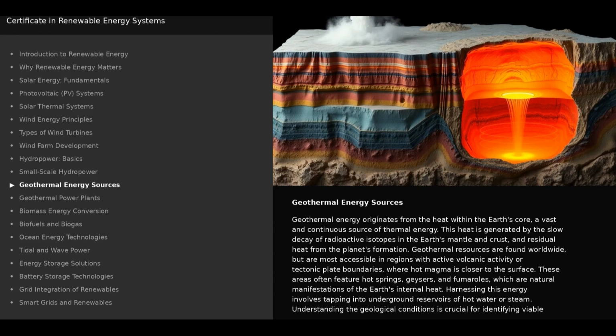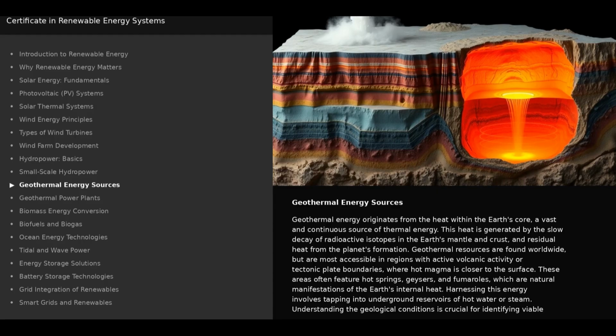Geothermal energy sources. Geothermal energy originates from the heat within the Earth's core, a vast and continuous source of thermal energy. This heat is generated by the slow decay of radioactive isotopes in the Earth's mantle and crust, and residual heat from the planet's formation.